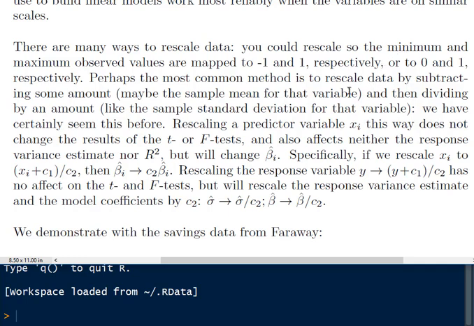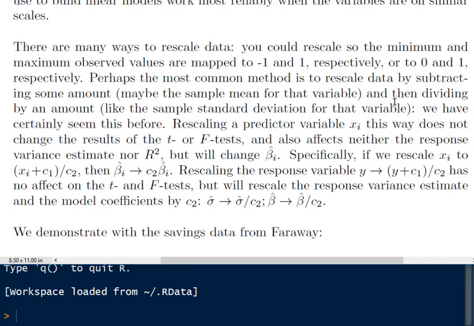Sometimes people will rescale the data so that the minimum value is mapped to -1 and the maximum value is mapped to 1, and then all the other values fall in between. Or sometimes they map the minimum to 0 and the maximum to 1. One of the most common methods, though, is to standardize variables in the common way, where you take the variable observation value and subtract the sample mean, and then divide by the sample standard deviation. Or if you're dealing with a population, you subtract the population mean and divide by the population standard deviation.